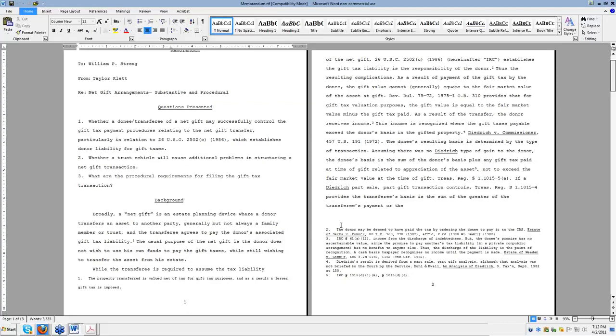Questions presented. One, whether a donee transferee of the net gift may successfully control the gift tax payment procedures relating to the net gift transfer, particularly in relation to 26 United States Code 2502, subsection C, 1986, which establishes donor liability for gift taxes. Two, whether a trust vehicle will cause additional problems in structuring a net gift transaction. Three, what are the procedure requirements for filing the gift tax transactions? Background. Broadly, a net gift is an estate planning device where a donor transfers an asset to another party, generally but not always a family member or trust.